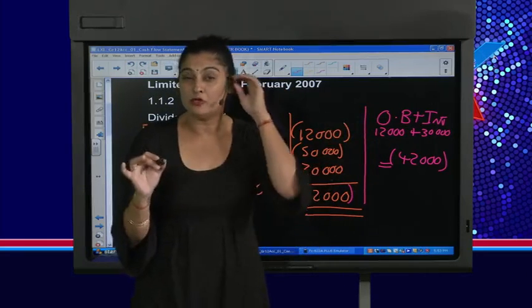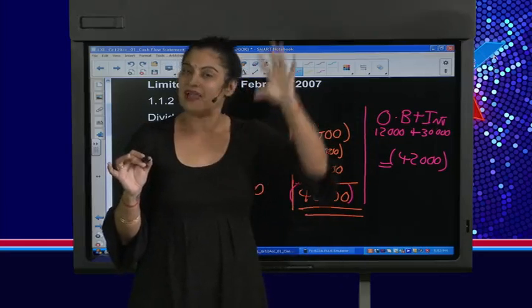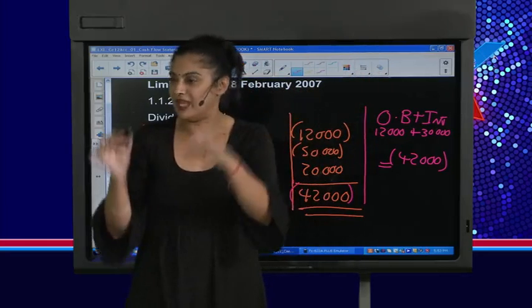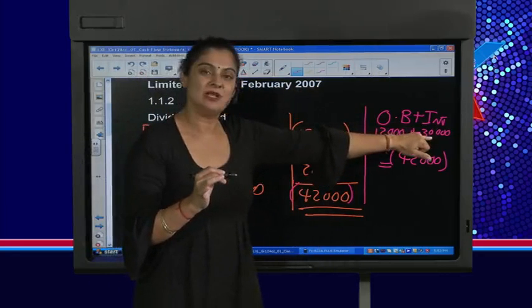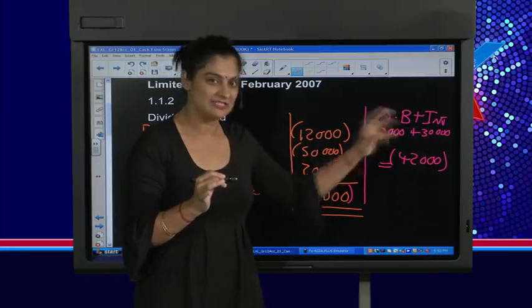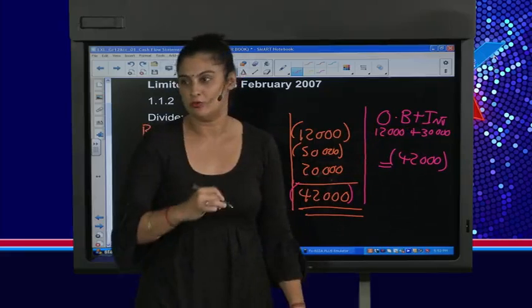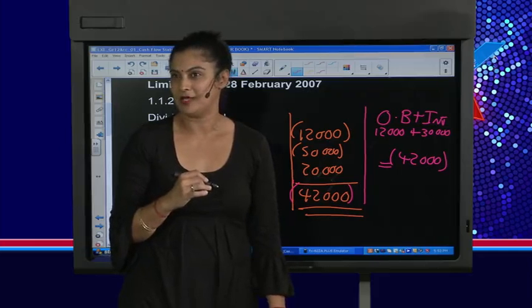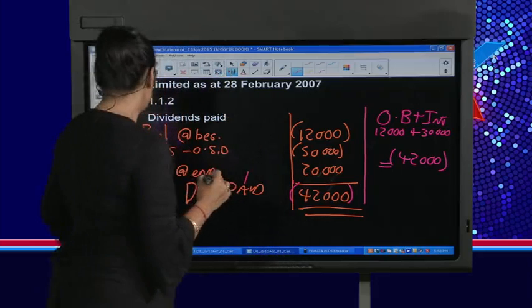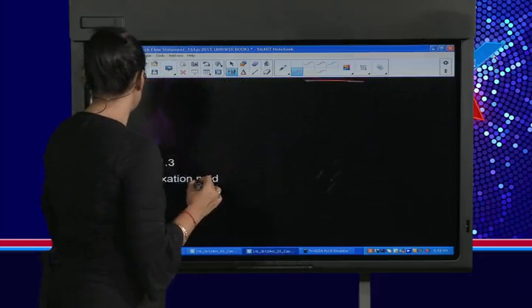Why do I simply ignore the final dividend? Because I've declared it, but I didn't physically pay it. So I'm taking my opening balance plus my interim, and voila, it's giving me what I've paid my shareholders, the 42,000. And yes, you are absolutely correct, both amounts should be in brackets because it is an outflow of cash. Nice one. Right, let's move on now to the last calculation.